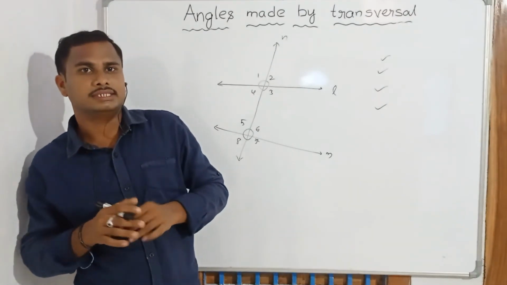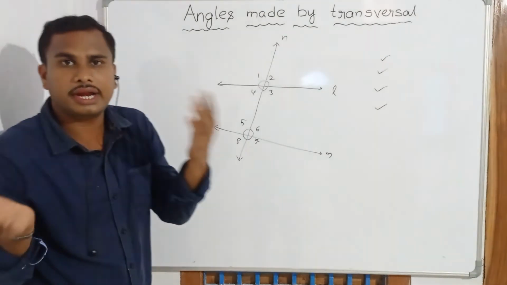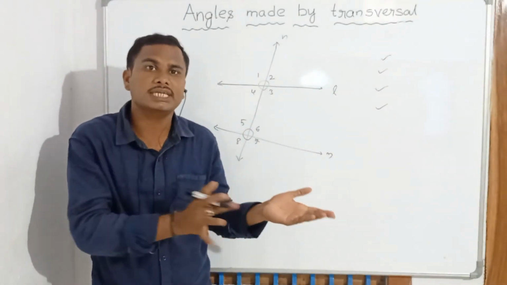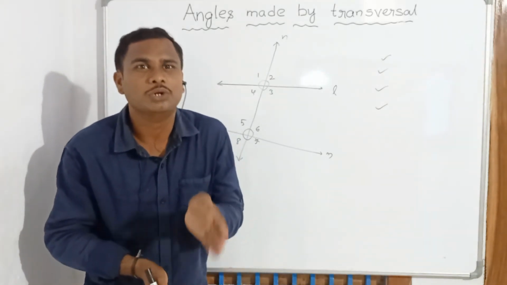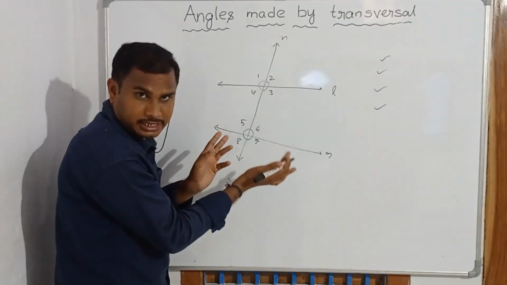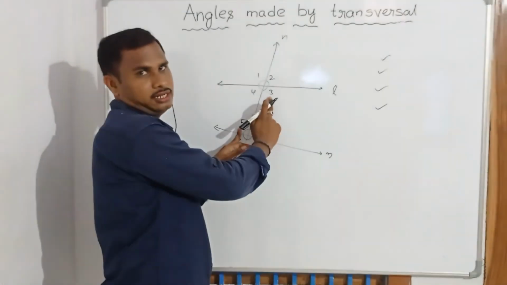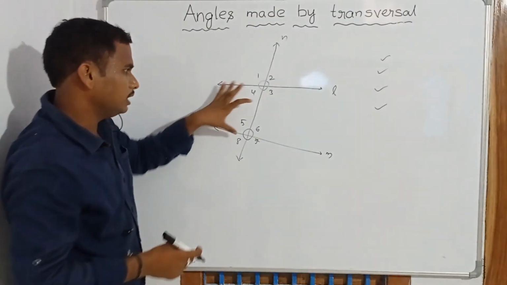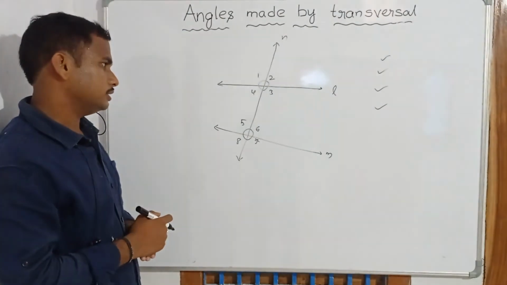Alternate interior angles. Alternate means either side of the transversal. Interior angles, two angles are interior. That means alternate, either side of the transversal. 3 and 5, two angles are interior. Okay, 3 and 5 are alternate interior angles. 4 and 6 are alternate interior angles.